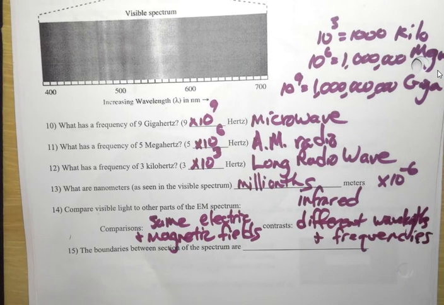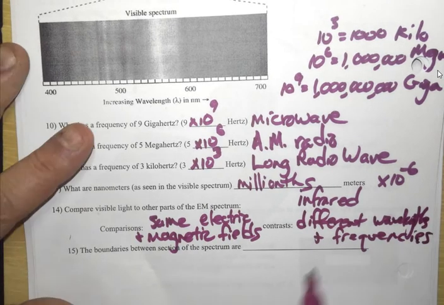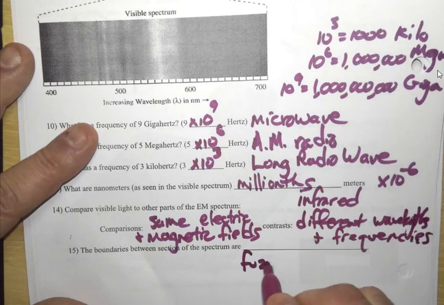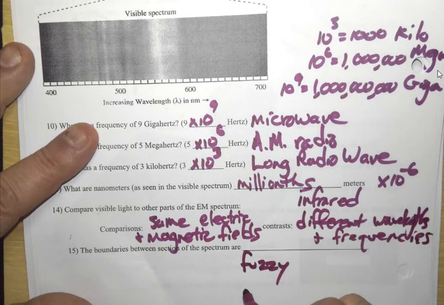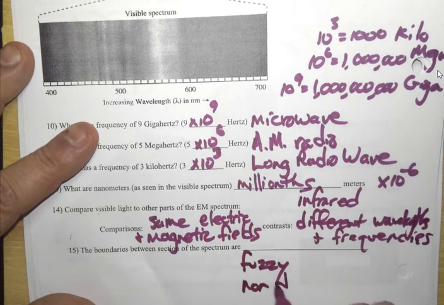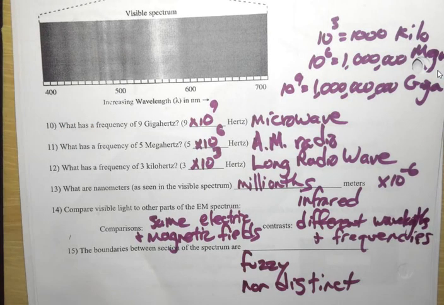The boundaries between these spectrums are fuzzy. Non-distinct? I think that's a word. There's not a firm line where if you're a smidgen bigger, you're an infrared ray. If you're a smidgen smaller, you are a red visible light ray. It's kind of blurry. There's not one place where it's either AM or it's FM radio. There's a place where it can be both.